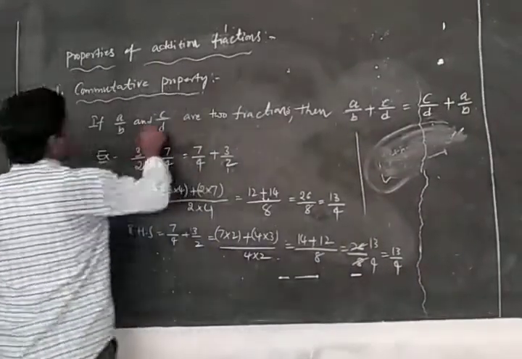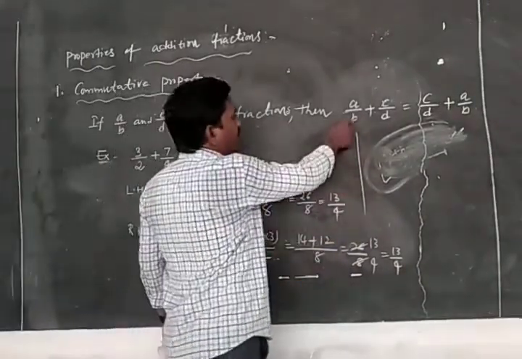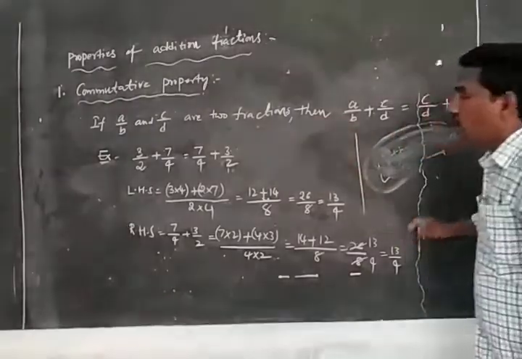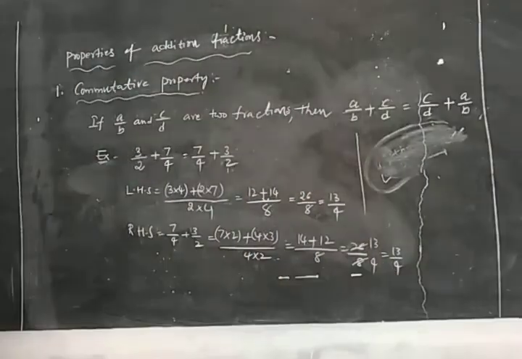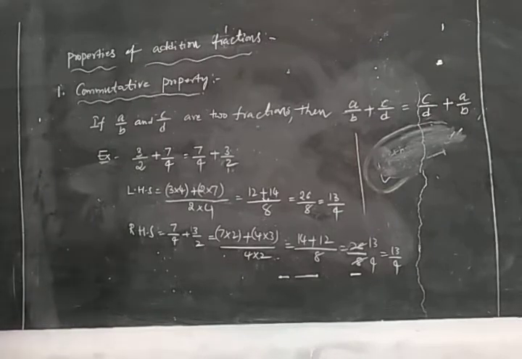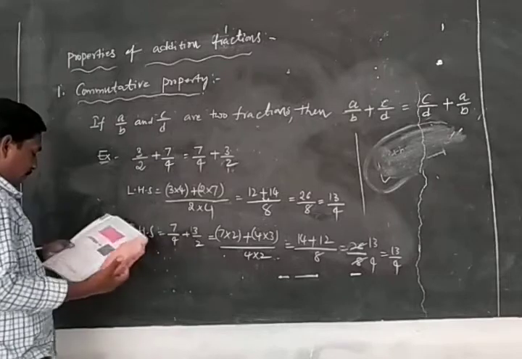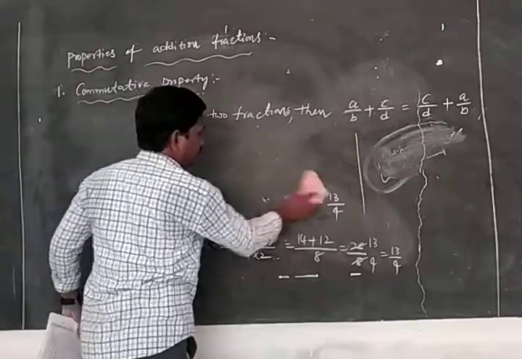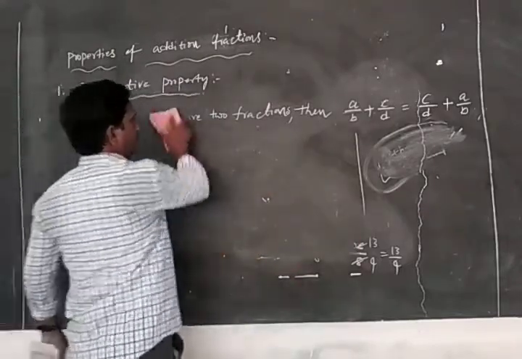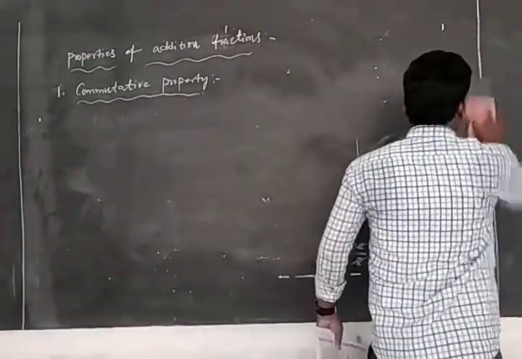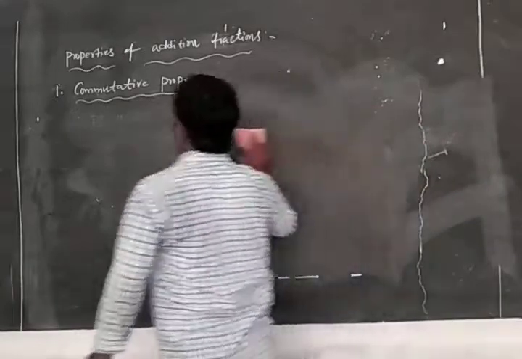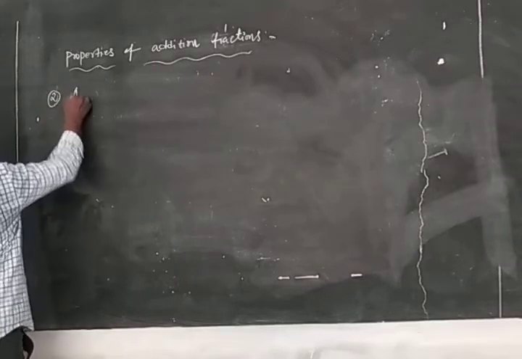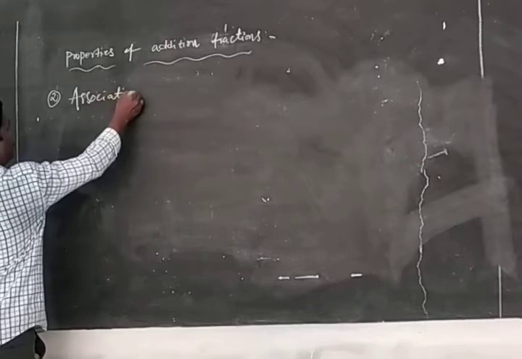So, if A by B and C by D are two fractions, then A by B plus C by D equals C by D plus A by B. This is the example of the commutative property. So the second one, associative property.